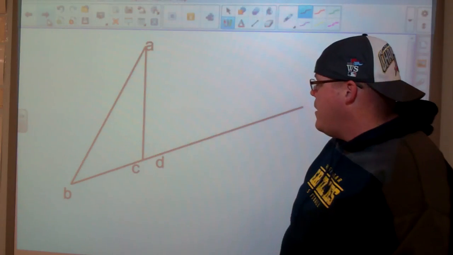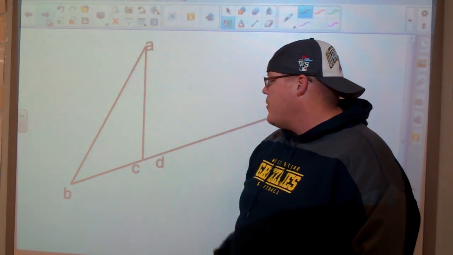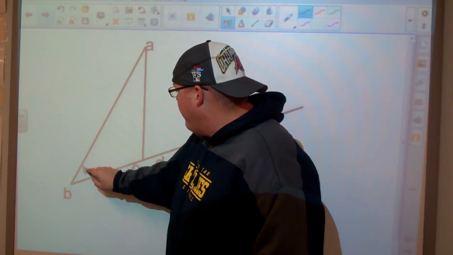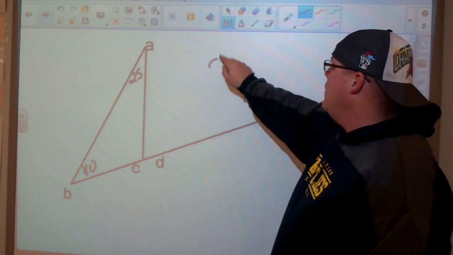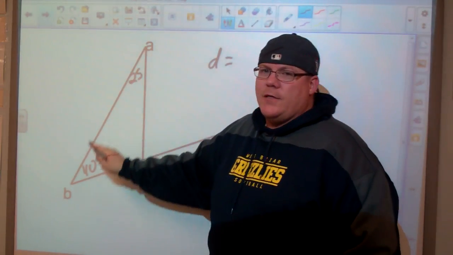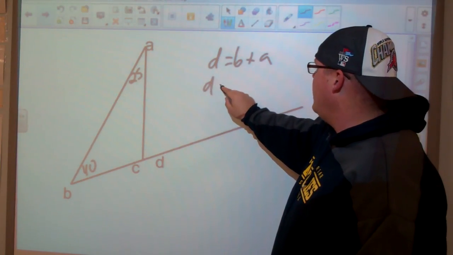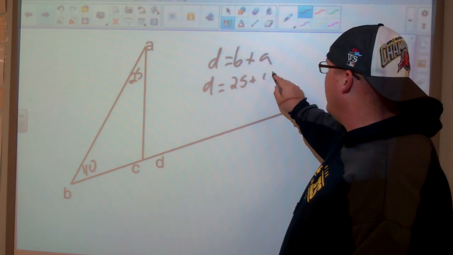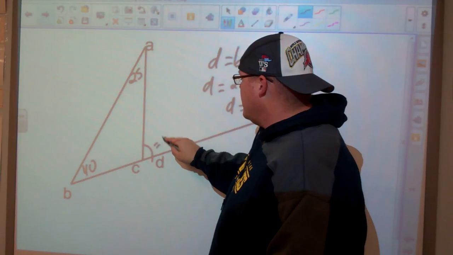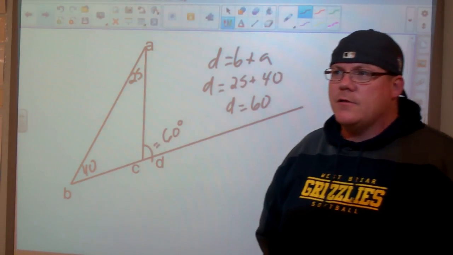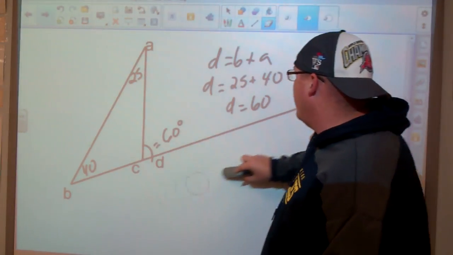All right, so I have an exterior angle. Here's my triangle, and it's my exterior angle. If this is 40 and this is 25, we stated that angle D equals the sum of the two remote interior angles, B and A. So D equals 25 plus 40. So in this instance, D would be 65 degrees. So this angle would be equal to 65 degrees.